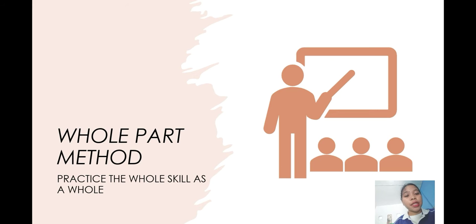You practice a skill or the sport skill as a whole for success. Spiking a volleyball, you don't break the skill into component parts like the approach, the arm swinging, the jump, and ball contact. You just practice the whole skill as a whole.